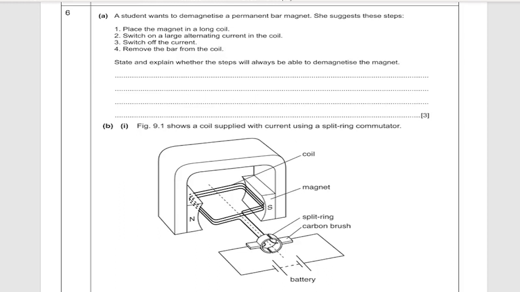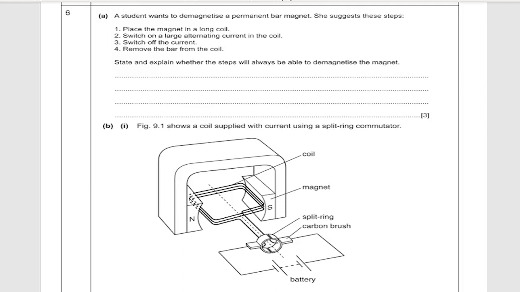Okay, question number six is a magnetism question. Okay, and it's about demagnetization of bar magnets. Okay, so it's three marks, which leads us to indicate there's probably something wrong here. Okay, because it's kind of a weird question for them to ask if the answer is just yes. Okay, so we're looking at these steps they've done and we're seeing where might they have gone wrong.